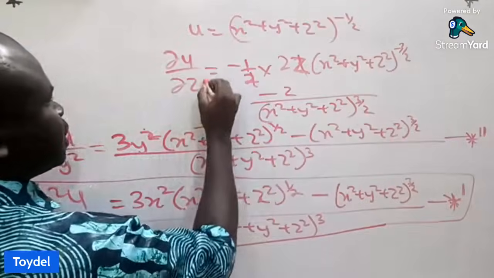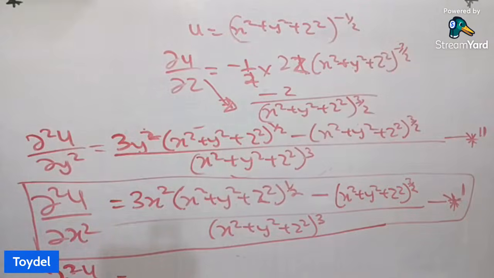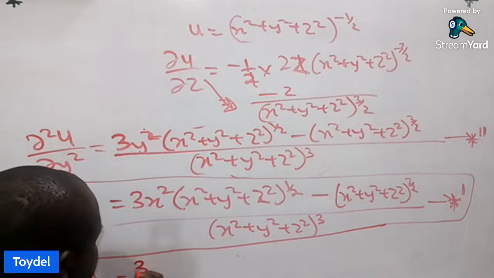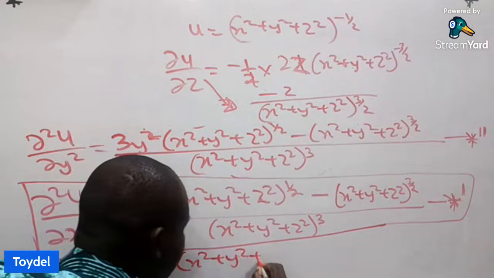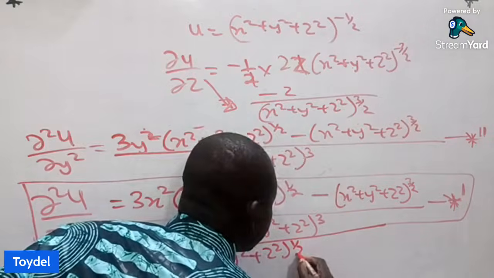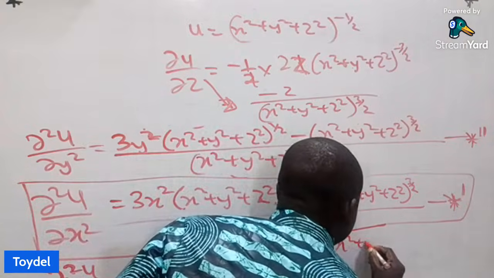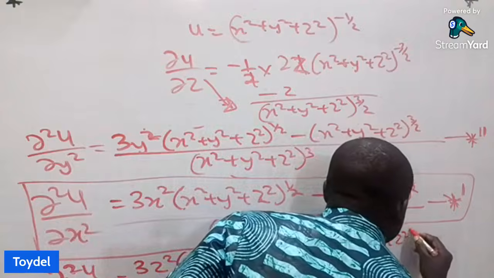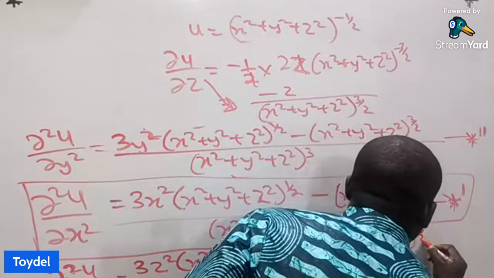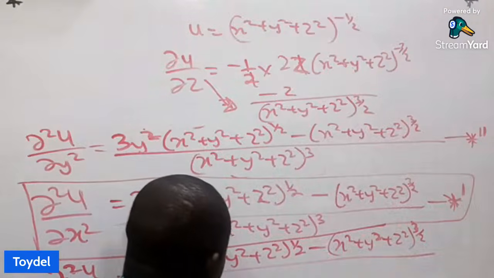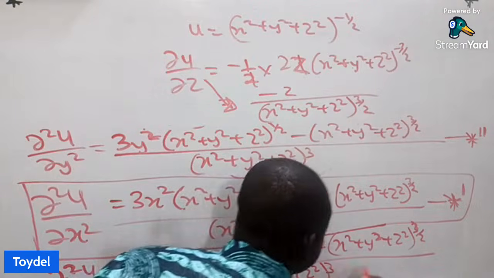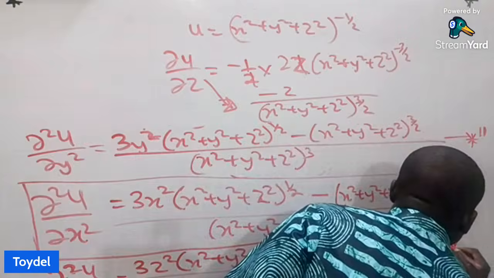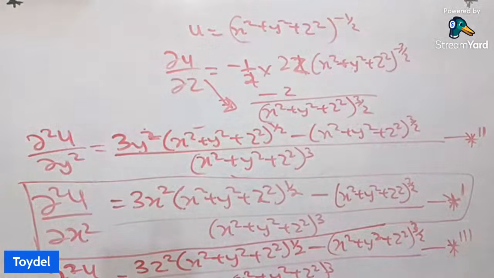That's what we are going to get. This will be equal to this. So if we differentiate this partially the second time, what we are going to get will be 3z squared into bracket x squared plus y squared plus z squared raised by half, minus x squared plus y squared plus z squared raised by 3 over 2, everything over x squared plus y squared plus z squared, everything raised by cube, as 3 3. That is what we are going to get.